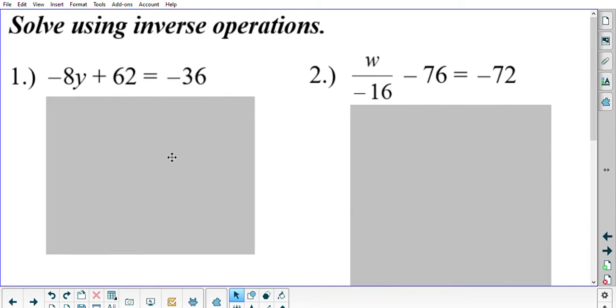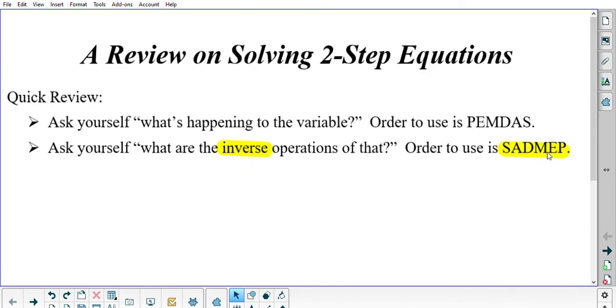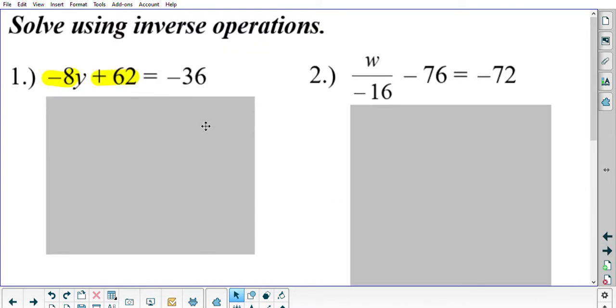Problem number one. What's happening to the variable? Well, you can see that the y is being multiplied by -8. That's what it means when the number is right next to the variable. And then it's being added by 62. So we need to do the inverse of those two things. What order do we do our inverse operations in? Well, you recall it's the order of SADMEP, which means subtract or add first, then later divide or multiply. And so that's the complete opposite order from order of operations.